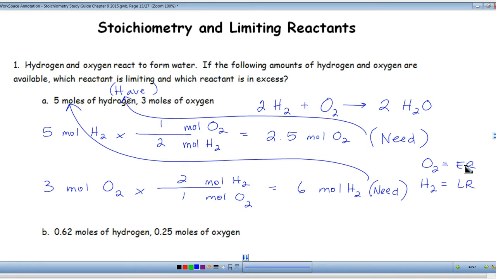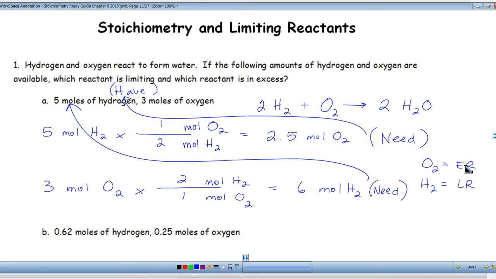People get so good at this that they don't even need to do a calculation. If you can just look at the ratio, especially if it's an easy 2-to-1 ratio, and by inspection say, okay, if I take my oxygen and double it, that's the amount of hydrogen I need. I have 3 moles of oxygen. I would need 6 moles of hydrogen. If I look at the problem, I don't have that.